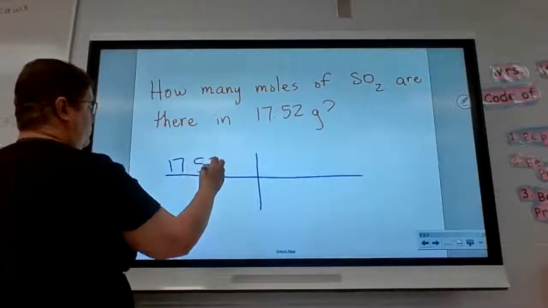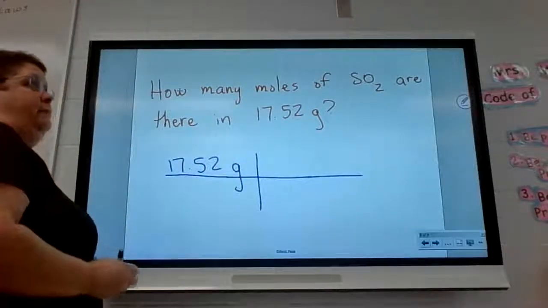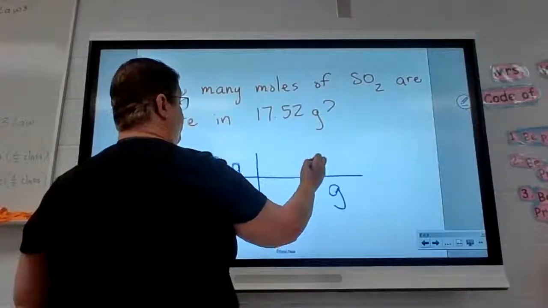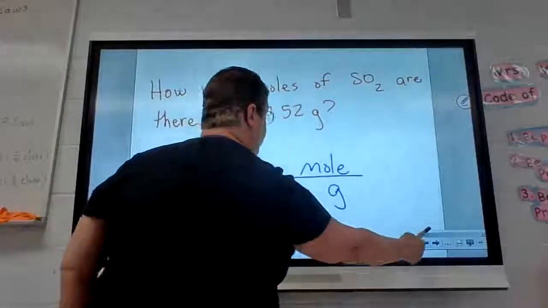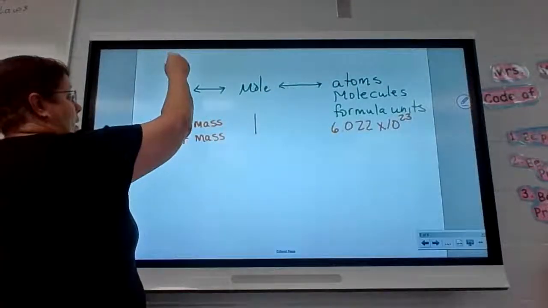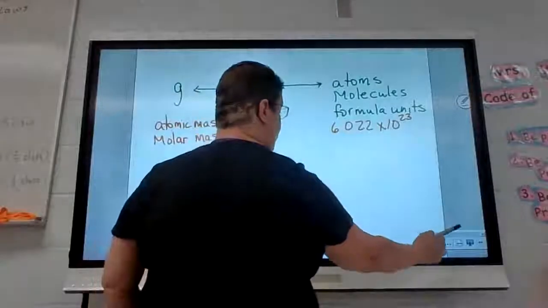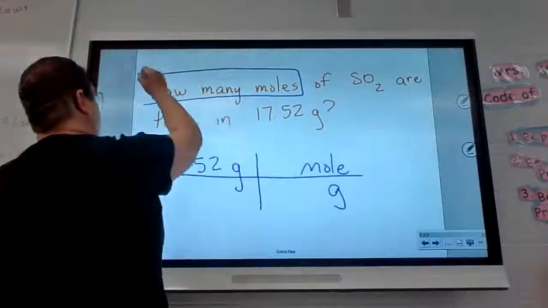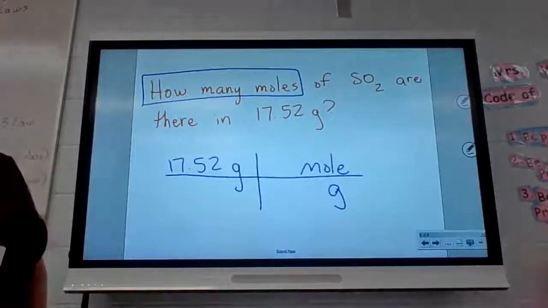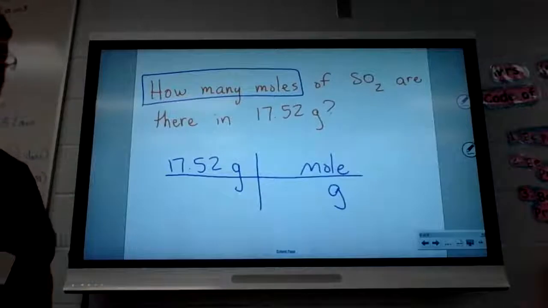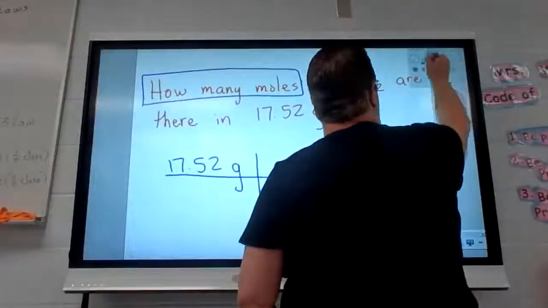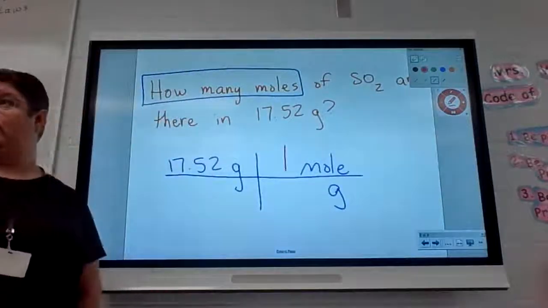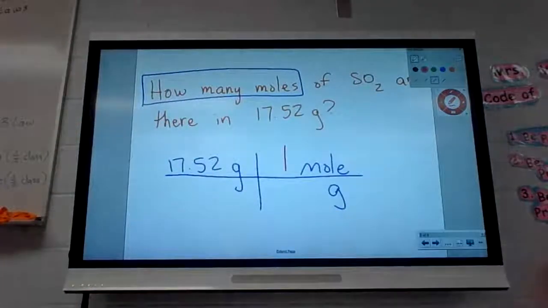17.52 grams. So what goes on the bottom line? Grams. If you're at grams, what do you have to go to? What the question asks us for. Moles. Does this need to be a three-step chart? No. What goes beside moles? 1. Okay. Now, grams. What goes beside grams?